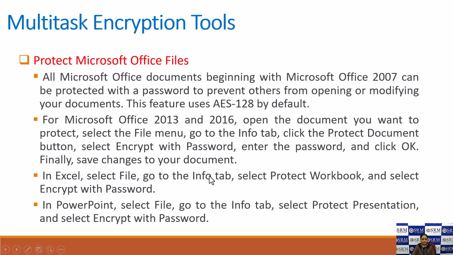So in Excel, if you go to the info tab, select protect workbook and select it. In PowerPoint, you select protect presentation, select encrypt with password. These are the methods. So overall, this is how we protect Microsoft files for your Word, Excel and PowerPoint.